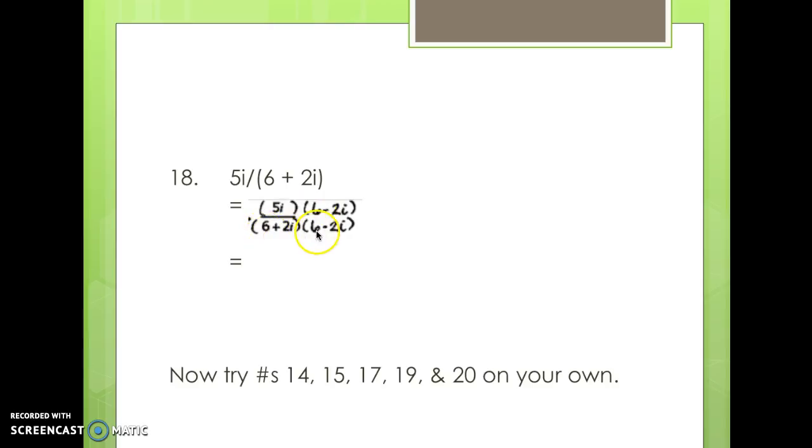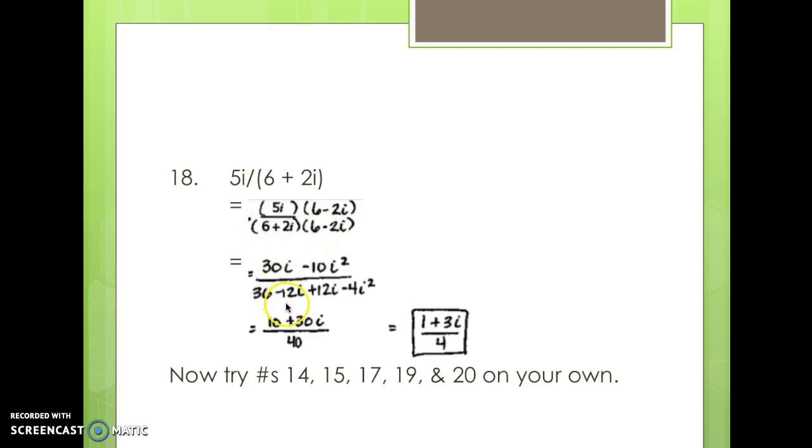And then we have 6 times 6, which equals 36. And then we have 6 times negative 2i, which gets us negative 12i. 2i times 6 gets us positive 12i, and then 2i times negative 2i equals negative 4i squared.